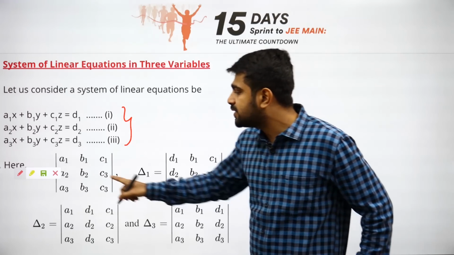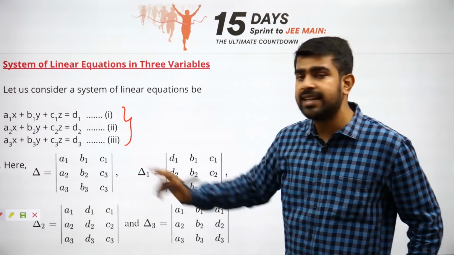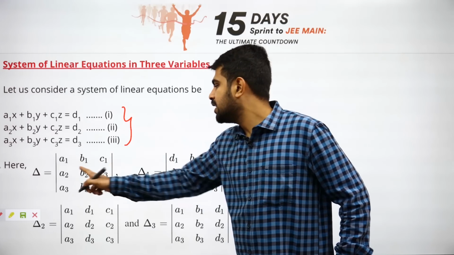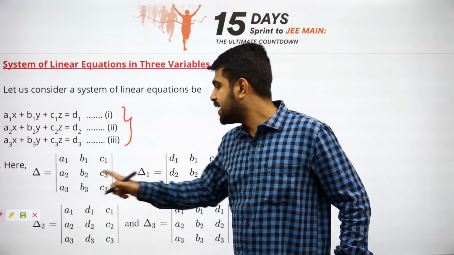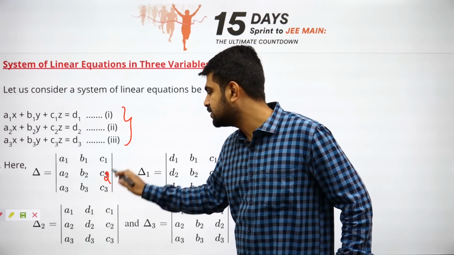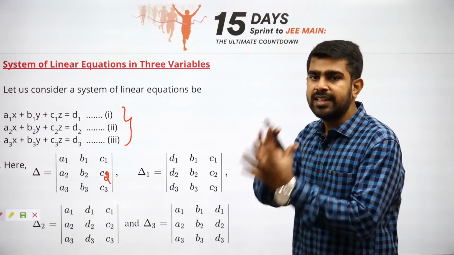Now I define something as delta. Okay, let me move this here. What is delta? Delta is the determinant with rows A1 B1 C1, A2 B2 C2, and A3 B3 C3. Guys, this is C2, I think that's a printing mistake. So that is my delta. I define it that way.